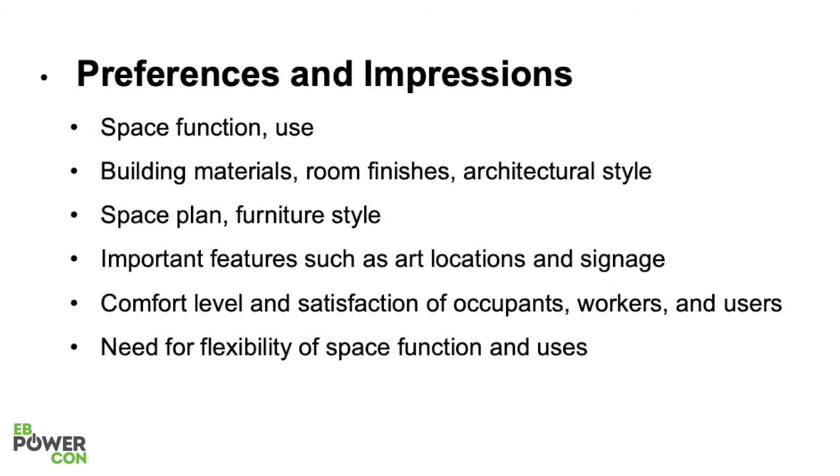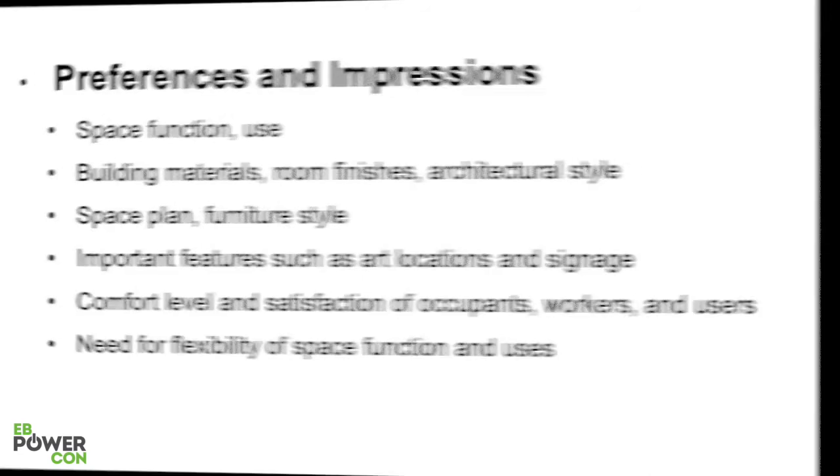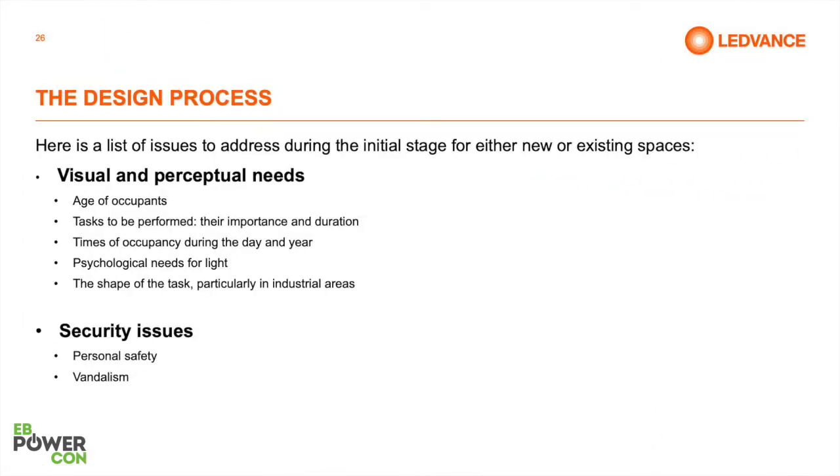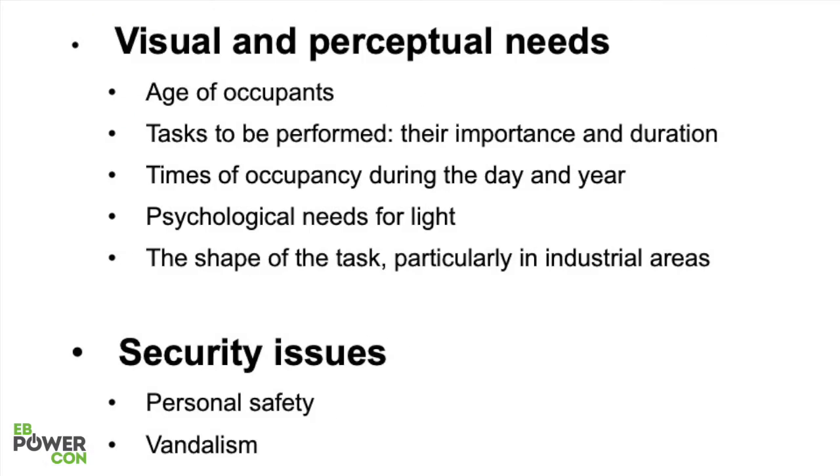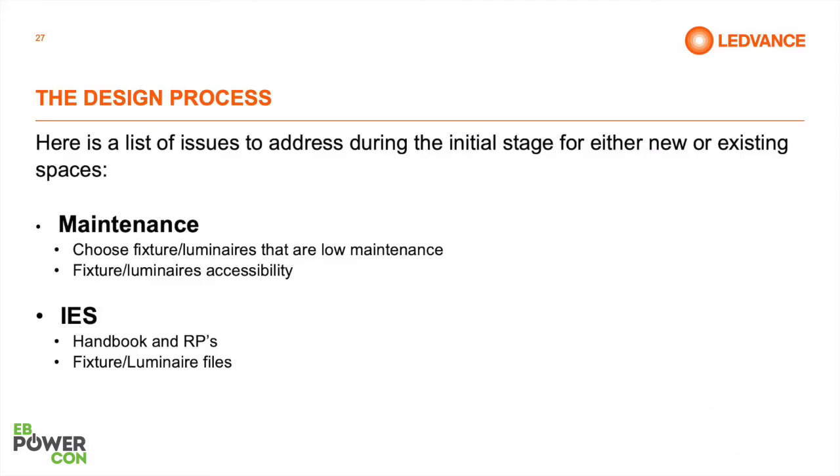You also need to know if they're going to be changing the space and using it for different things. Again, as I mentioned, the age of the occupants, the tasks that are being performed. If they're doing very detailed work, you need higher light levels. Are they going to be working 3 shifts if you're talking about an industrial plant? Choose fixtures or luminaires that are low maintenance and easily accessible.